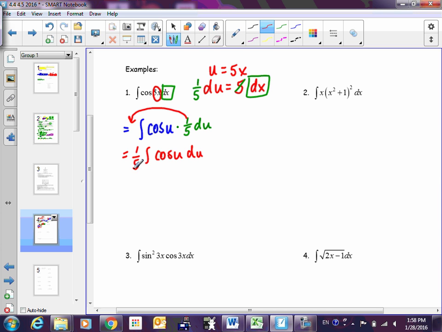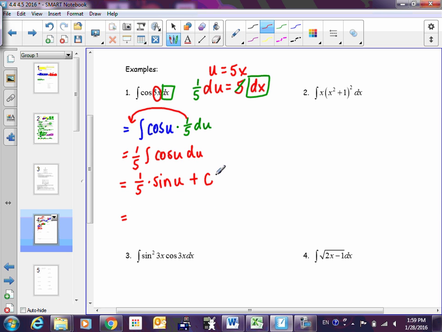That's me talking too much while I'm writing. All right. So what I was saying is this integral of cosine u du is a little bit simpler, and it's something that I can do. What is the antiderivative of cosine u? Sine u. I couldn't do this until it was just a plain u. I couldn't do this with the 5x. All right, and then don't forget plus c at the end.